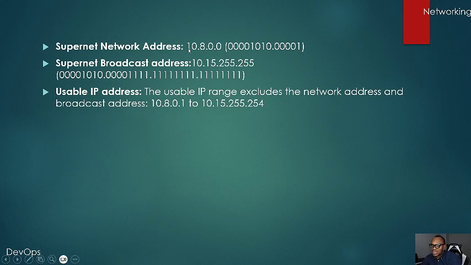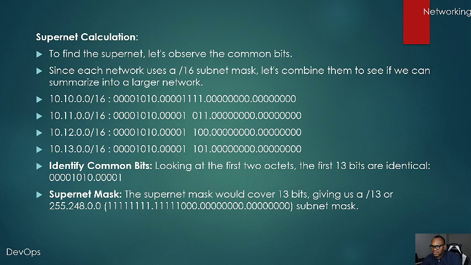All right, let's look at it. So your Supernet network address is 10.8.0.0, and your broadcast address will be 10.15. Just change everything to 1s and you get it. So the range in between will be your usable IP address range, which will be 10.8.0.1 to 10.15.255.254. I hope you understand it reasonably. All right, let's move on.